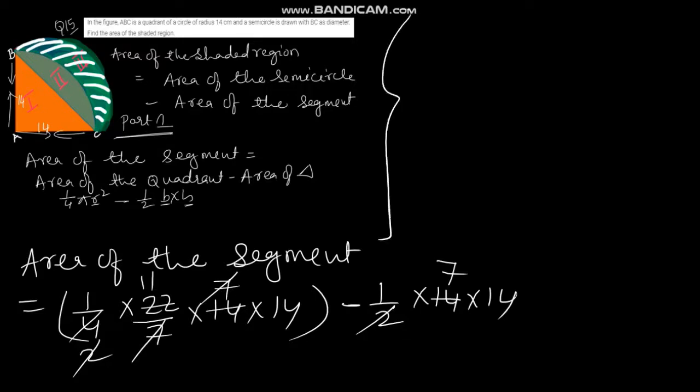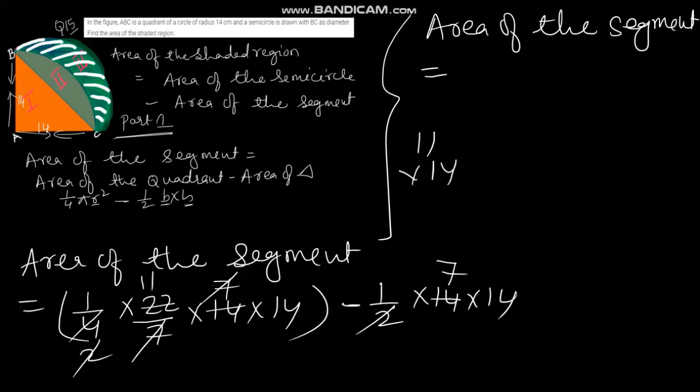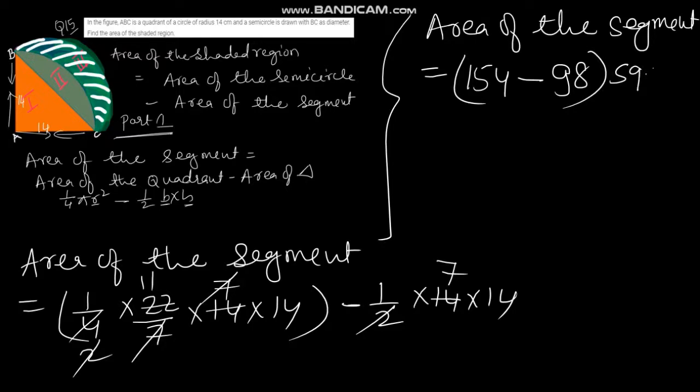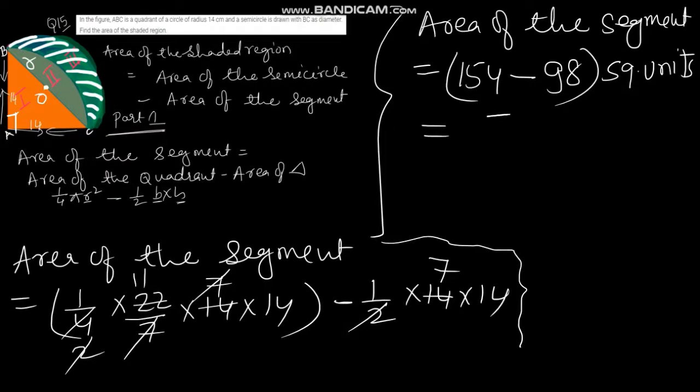So here finally you get area of the segment equal to 11 into 14. So 11 into 14 means how much? 154. Okay. So simply 11 into 14 means 154 minus here 14 sevens are 98 square units. That will be equal to 56 square units. Or you can say centimeter square.